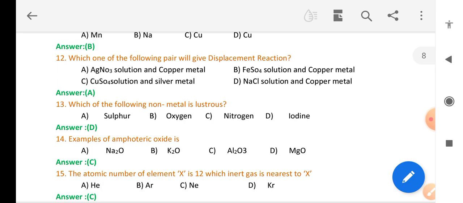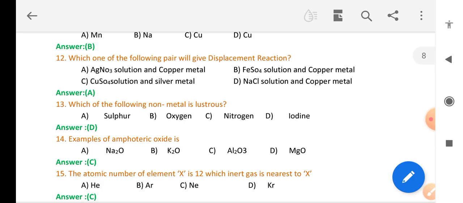Then, an example of an amphoteric oxide. The amphoteric example is C, aluminium. Al2O3 is an example. It's an amphoteric oxide, meaning it has both acidic and basic properties. That means it's an amphoteric oxide.